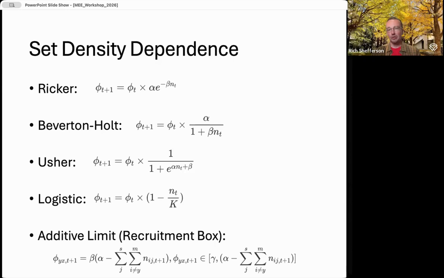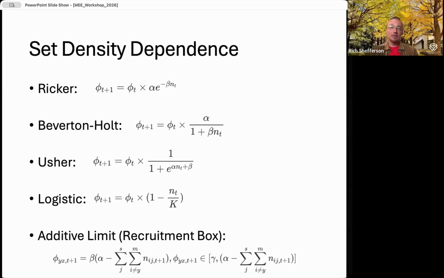The Usher equation is put in, it's a bit more obscure, but human demographers sometimes like that one. And the logistic equation, there are two variants of the logistic equation because this is the logistic equation with a minimum of a one time step lag, so it can incorporate an oscillation.